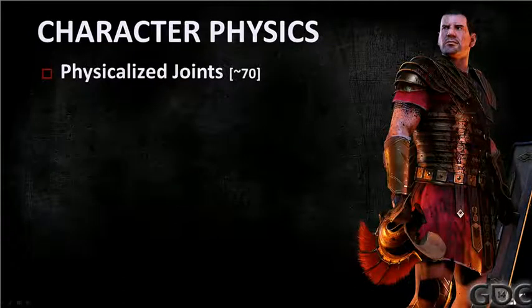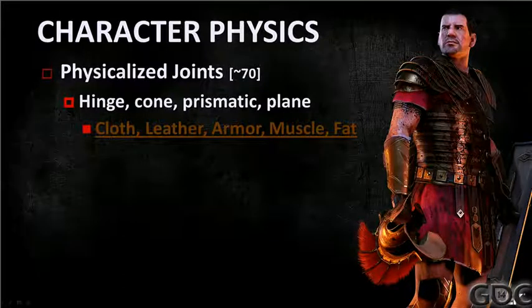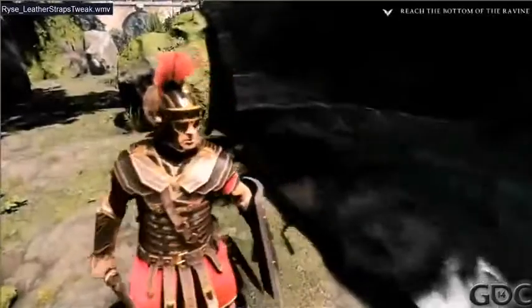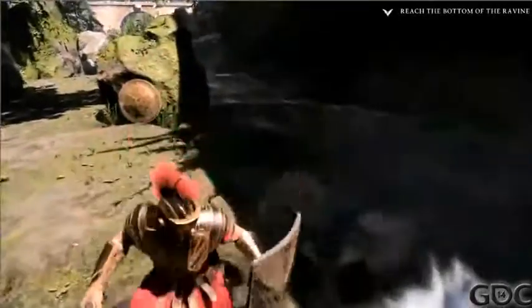One interesting thing was character physics. I didn't realize this, but I was looking the other day, this kind of crept up on us. We started by physicalizing a joint here, a joint there. Evo H, one of the programmers, delivered this joint physics system to us that was really great. We started using it, and then slowly started abusing it. So we have about 70 physicalized joints on Marius. We use it for cloth, leather, armor, muscle, fat.